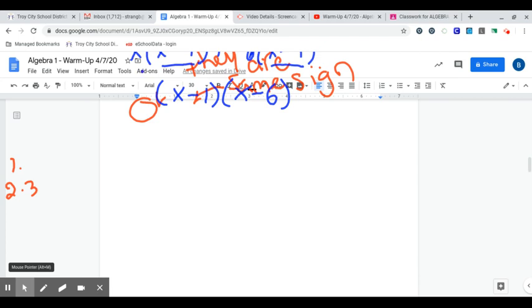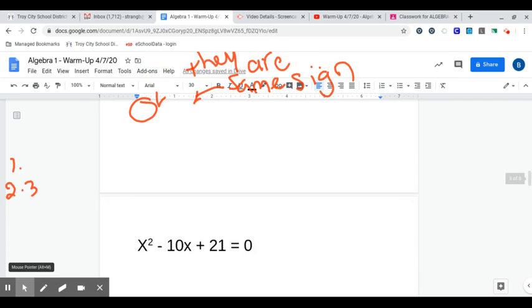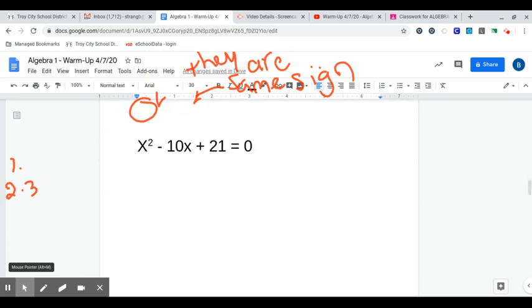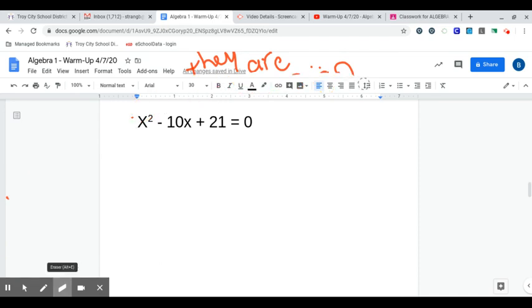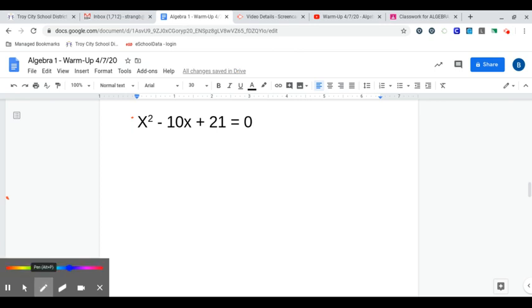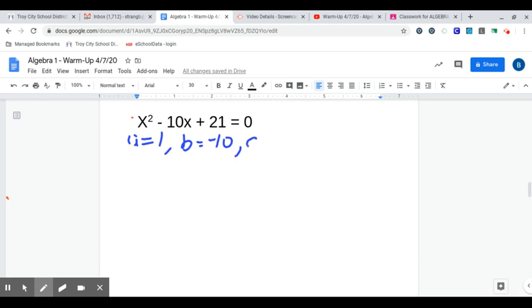All right, looks like stuff's not erasing. All right, this was number 2 on the Google form. Just erase this stuff away. All right, so this one's x squared minus 10x plus 21. So my A equals 1, B equals -10, C equals 21.